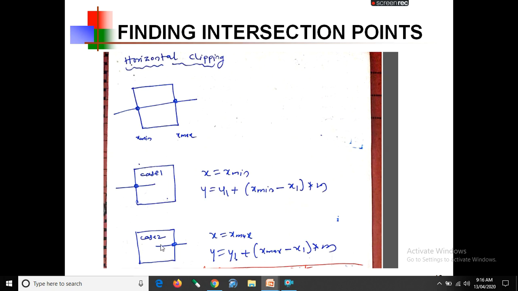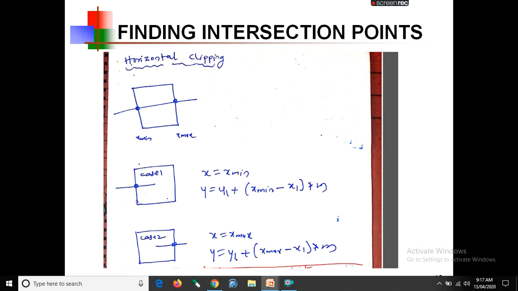If the line crosses the right edge of the clipping window, we get the second intersection point here. Then the formula is x equals x max, y equals y1 plus x max minus x1 into m. So these are the vertical and horizontal intersection point calculation formulas. These are the four formulas you need to remember whenever you are determining intersection points.